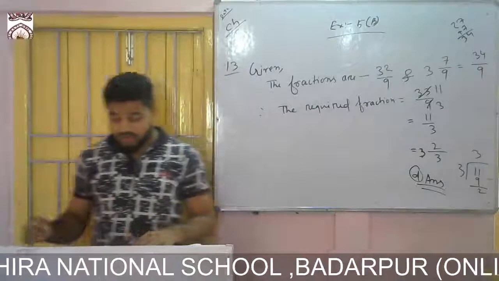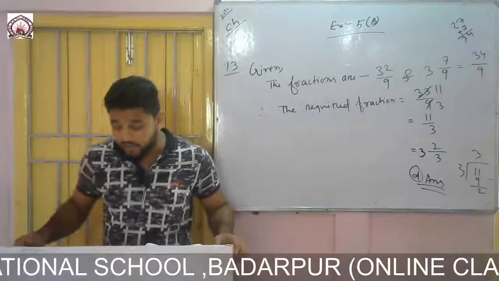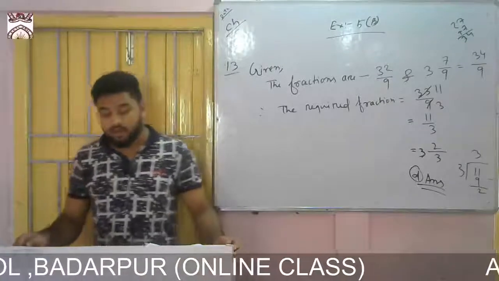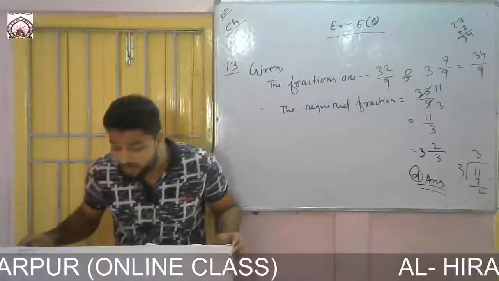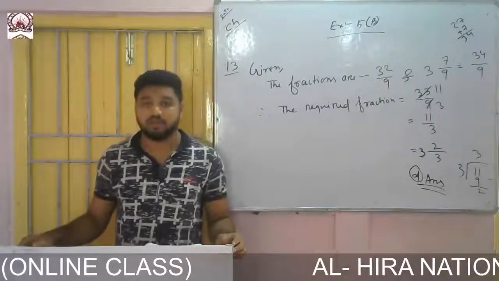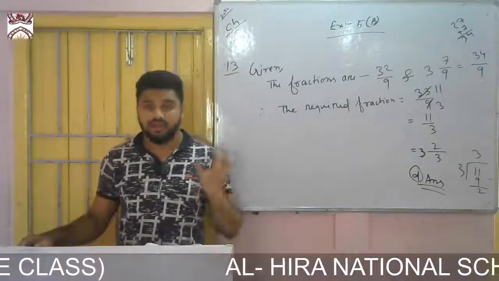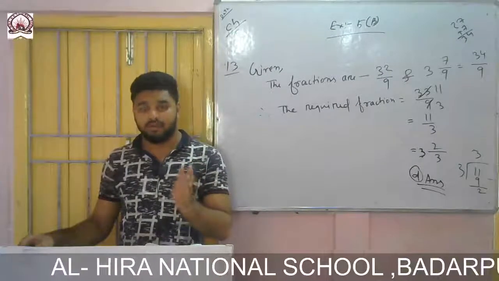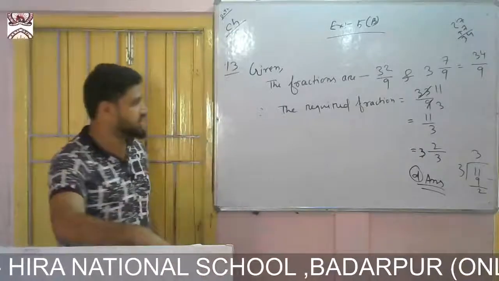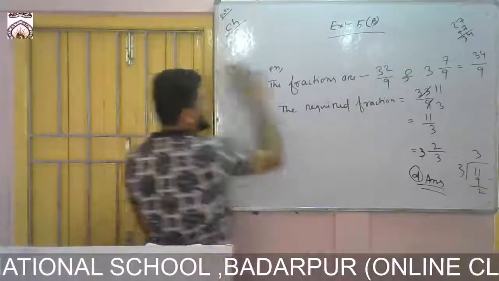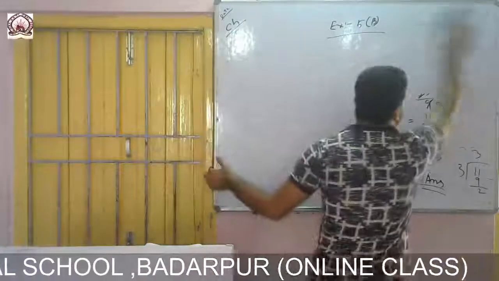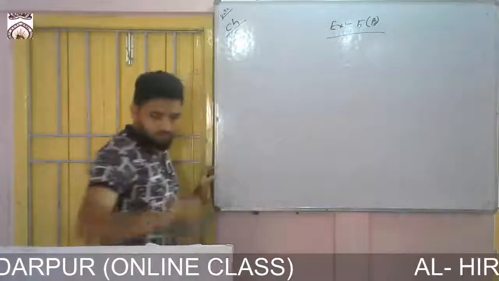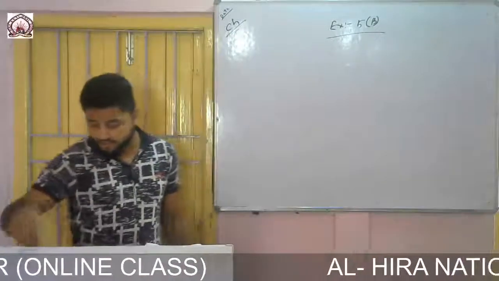Now come to question number 14. Put the following expressions in order from smallest to largest. That means first we shall solve all the expressions. After solving we shall get the values. Then we shall arrange the values in ascending order, from smallest to largest. So question number 14.